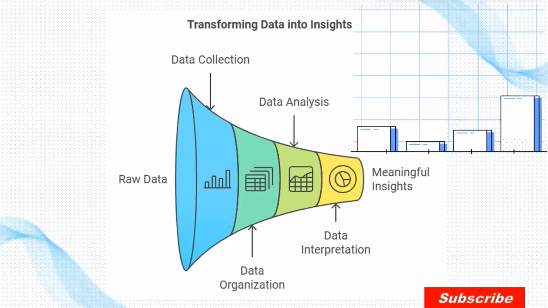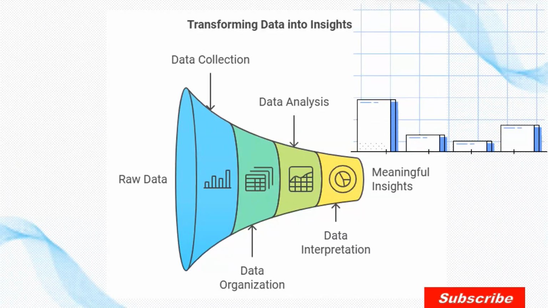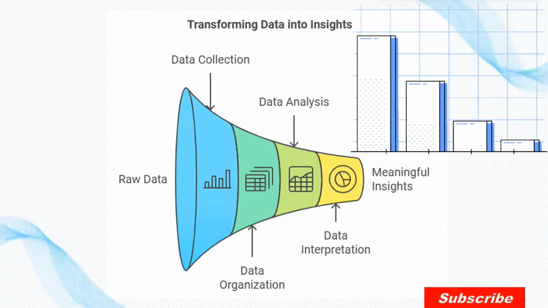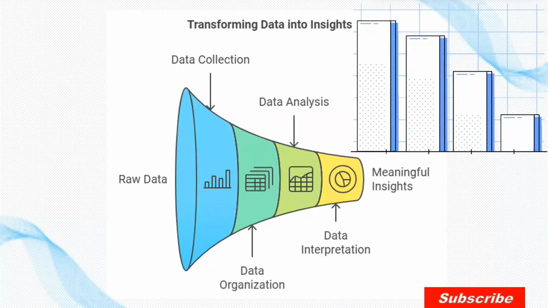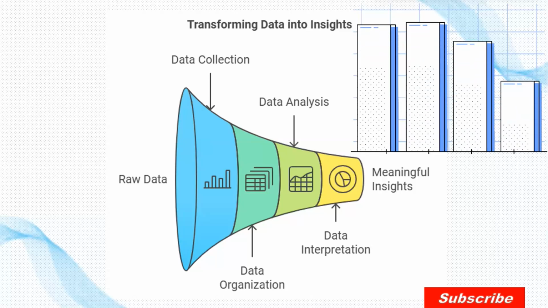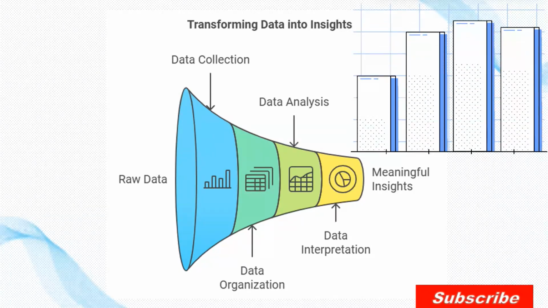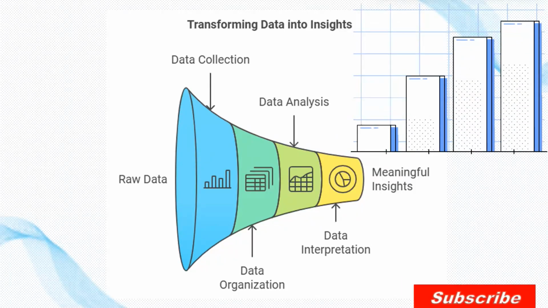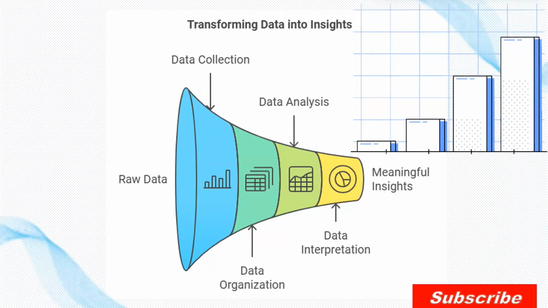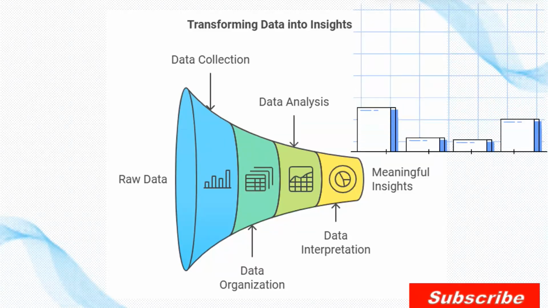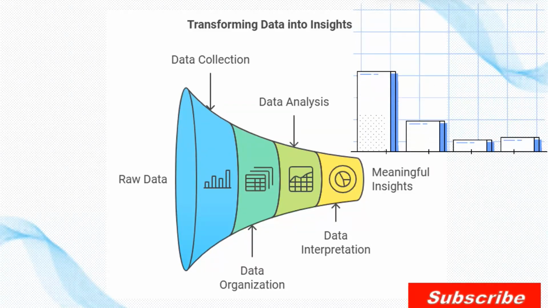As you can see, the process involves 4 key steps: data collection, data organization, data analysis, and data interpretation. Data collection is our first step. This is where we gather information from various sources. For example, data can be collected through surveys, experiments, observations, or digital data logs. This step ensures we have the raw material data to work with.